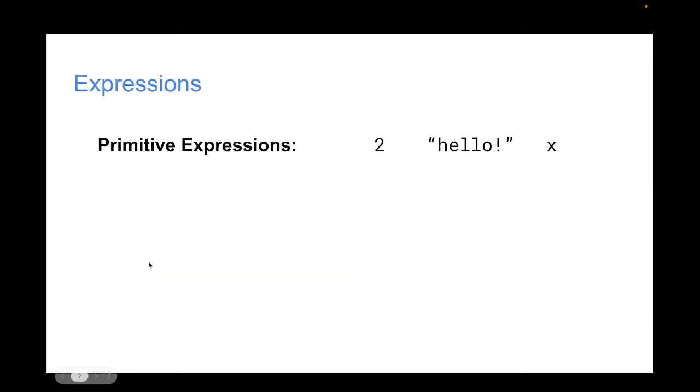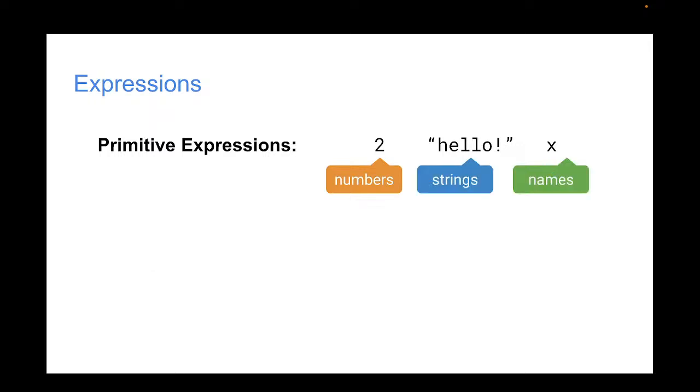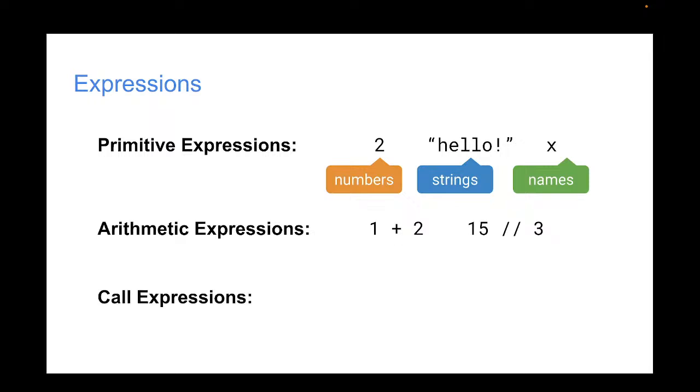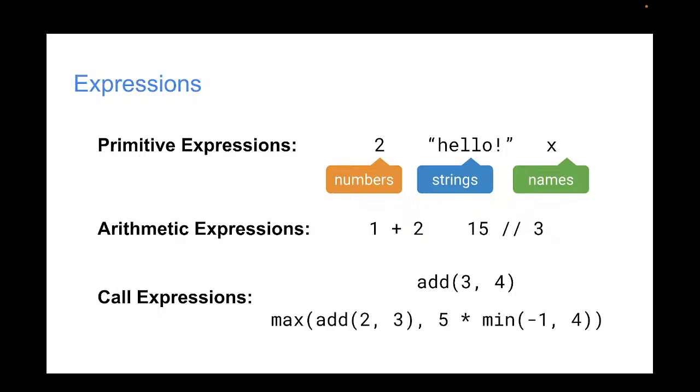Okay, so going back to expressions, these are kind of like types of variables. We have numbers, strings, and then names, which are just other variables that you can make yourself. And then some arithmetic expressions that we went over before. And then call expressions like functions.